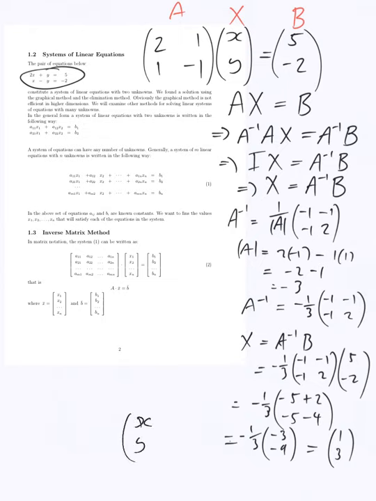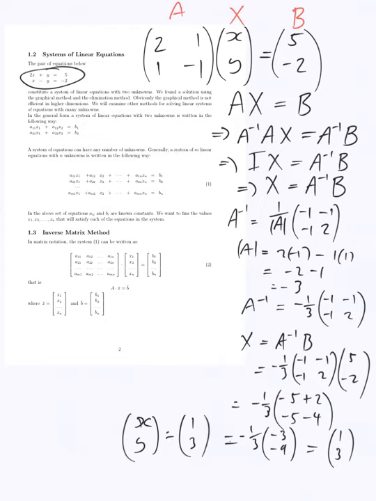So if x, y is equal to 1, 3, that's the same answer we got before with the elimination method. So that's a quick example of the inverse matrix method for solving a system of linear equations. The nice thing about the inverse matrix method is that it works for a system of any size, as long as you can get the inverse matrix.